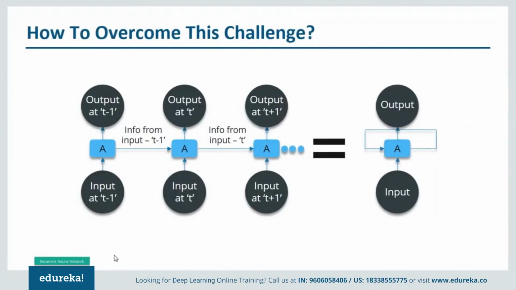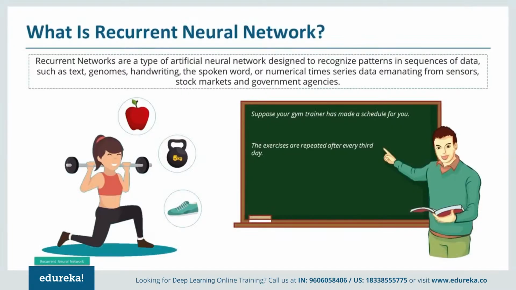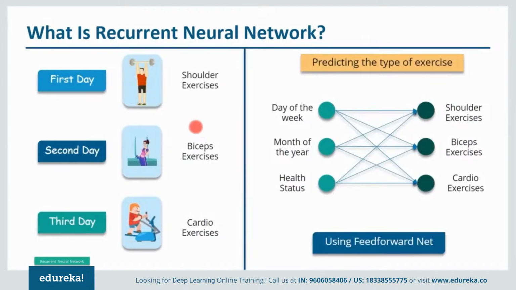Now let us understand what exactly recurrent neural networks are. For understanding a recurrent neural network, I'll take an analogy. Suppose your gym trainer has made a schedule for you. The exercises are repeated after every third day. This is the order of your exercises: first day you'll be doing shoulders, second day you'll be doing biceps, third day you'll be doing cardio. And all these exercises are repeated in a proper order.